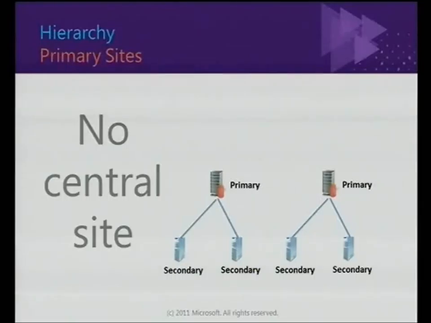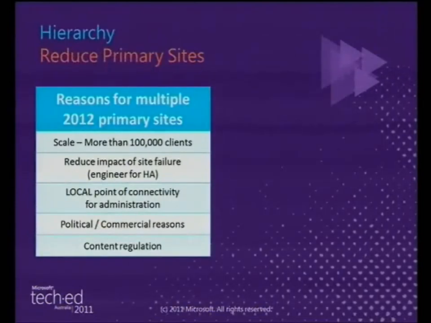Now, you can still have multiple primary sites, but just not one on top of each other. So why would we still want multiple primary sites? The main reason is size. If you have more than 100,000 clients, you need more than one primary site. You may also want to have other primary sites if you're engineering some kind of highly available system or trying to plan for site outages.